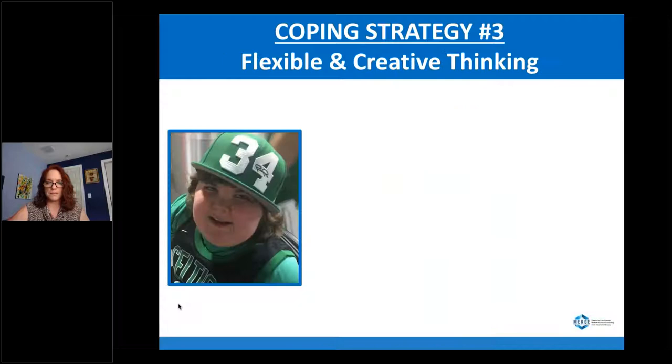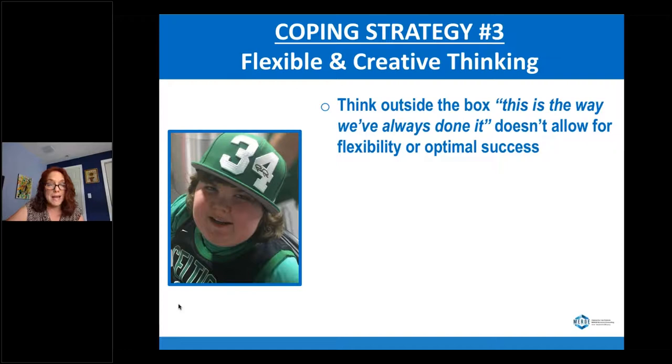Now we're going to cruise through the rest of these. Flexible and creative thinking. We need to have flexible and creative thinking during this time, now more than ever. So we want to be thinking outside the box. "This is the way we've always done it." There are like the eight worst words in the history of the world. It doesn't allow for flexibility. It is not going to allow for optimal success, particularly with persons with diverse abilities and with anybody during this time. We have to be very flexible and be thinking about how we navigate this situation.